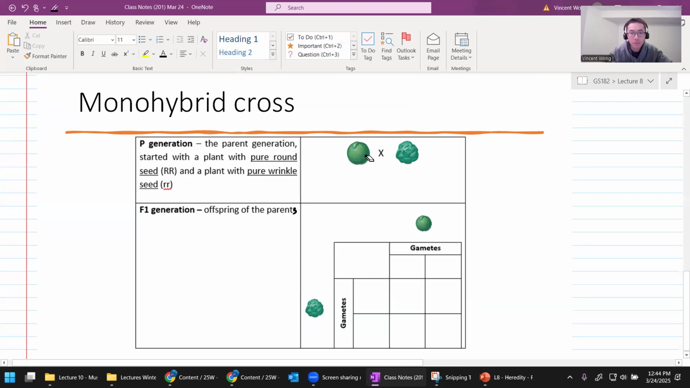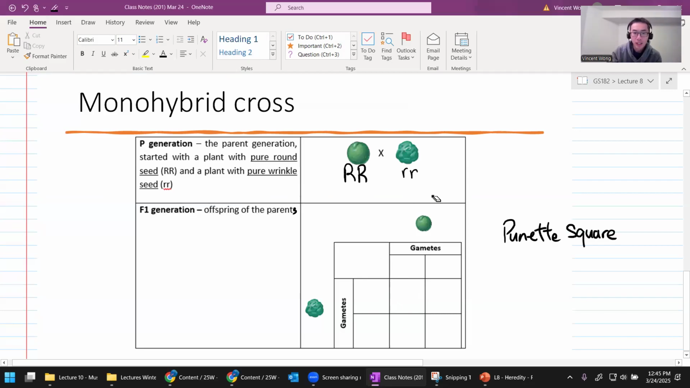So over here, pure round is big R, big R. Again, he didn't know it was dominant, but since we know, I'm going to put big R here. And then for the wrinkle, it is small r, small r. Now this over here is called a Punnett square. Punnett square, okay? It's something that we use to solve these genetics problems.